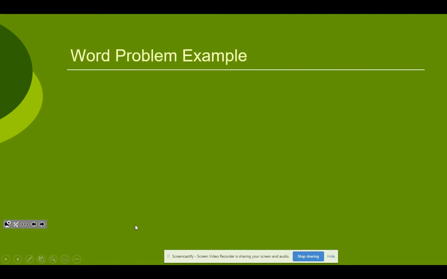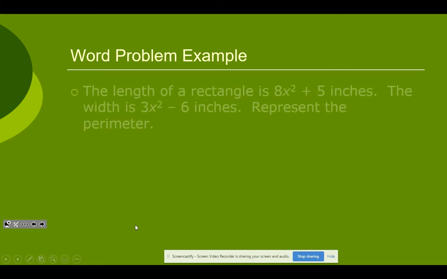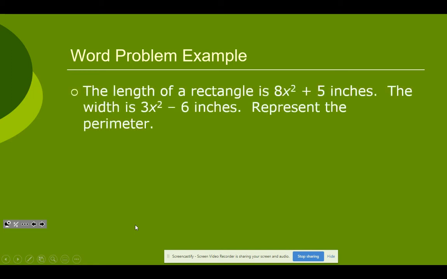Let's try a word problem example, a short word problem example. The length of a rectangle is 8x squared plus 5 inches. The width is 3x squared minus 6 inches. Represent the perimeter. Remember that it's a rectangle, and each rectangle has 2 lengths and 2 widths. Maybe you want to draw a picture and label it out before you start the problem. Pause the video at this point to give yourself a chance to try it on your own.